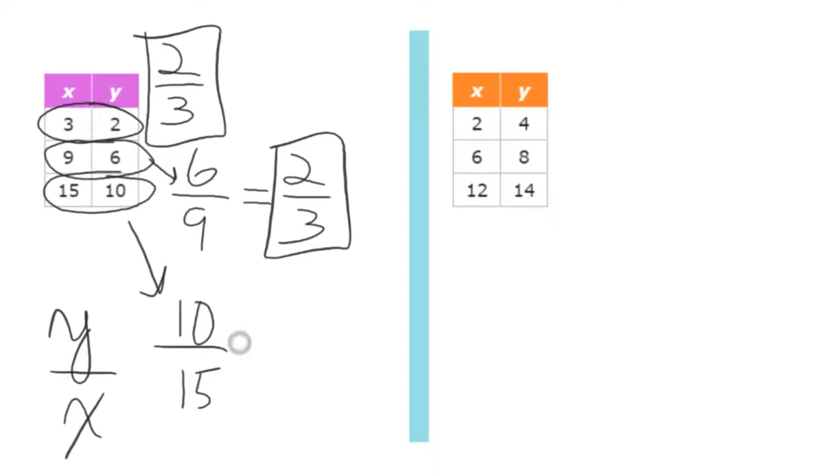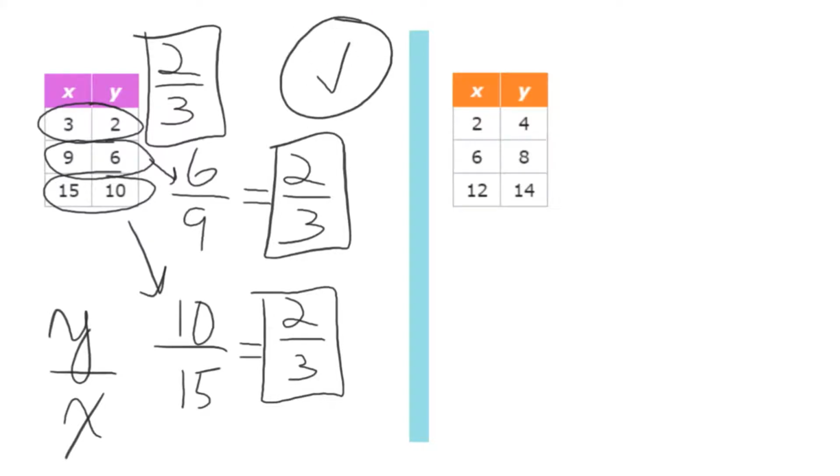Let's simplify this ratio. Divide both of these by 5, I believe. And that will give us 2 on top, because 10 divided by 5 is 2. Divide the bottom by 5 as well, and that will give us 3. Well, look at that, folks. All three of these have the exact same simplified ratio, which tells us that this is indeed a proportional relationship. Give that one a check mark, because it is proportional.